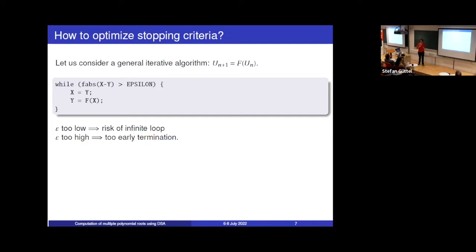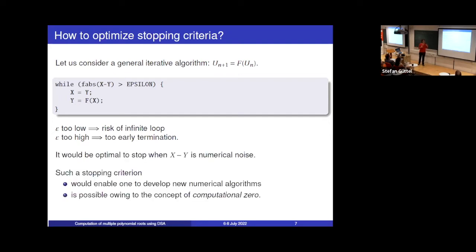of the working precision. And so it would be optimal to stop when the difference between 2 successive iterates is numerical noise. If we can do that, such a stopping criterion would enable us to develop new numerical algorithms where we could get rid of the epsilon parameters. And the good news is that it is possible thanks to the concept of computational zero.